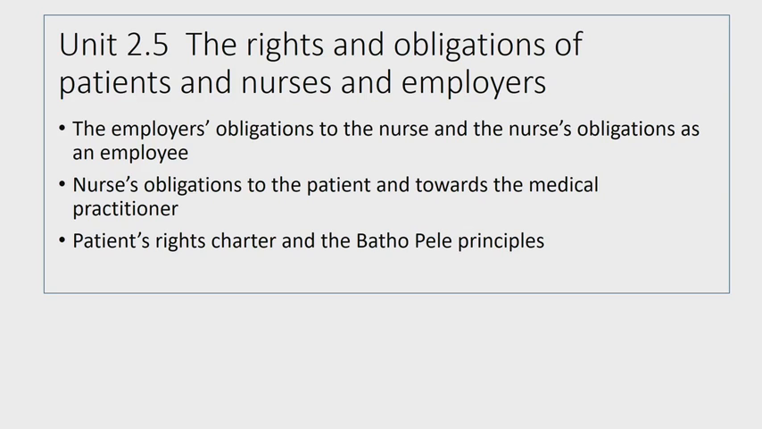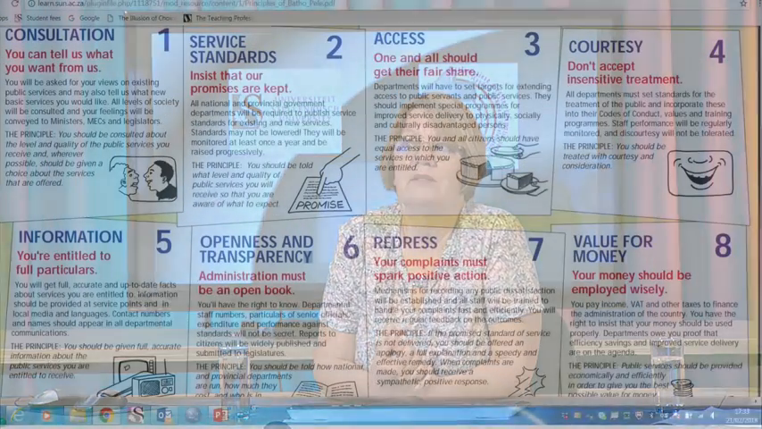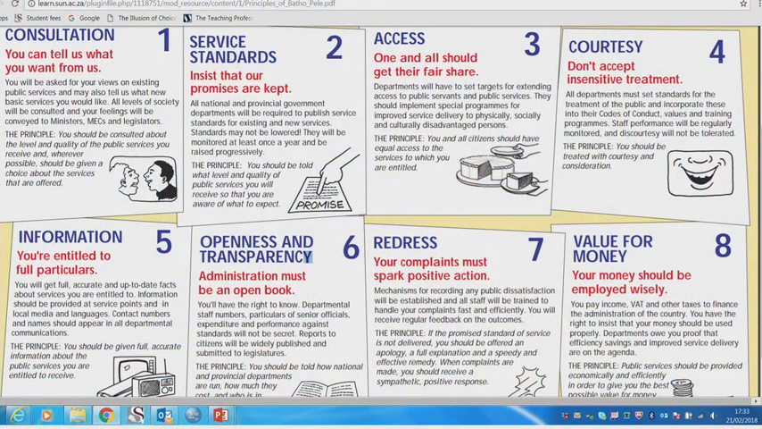So you need to then have a look at what the Constitution says about patients' rights. Although you also have your own rights, you need to have a look at the Batho Pele principles and the Patient's Rights Charter. So the Batho Pele principles talk about consultation. The patient can tell us what they want to know from us. They have the right to service standards, insist that our promises are kept. So that refers once again to fidelity and faithfulness. Access then, that one and all should get their fair share of good services.